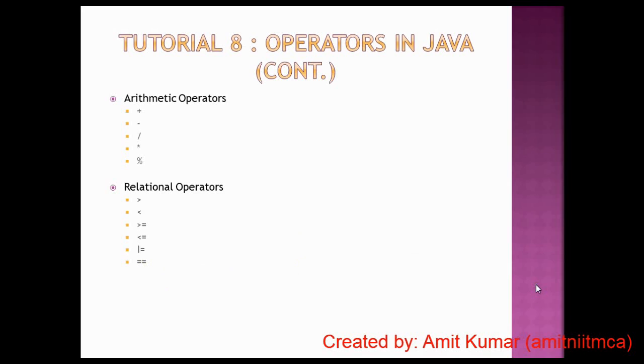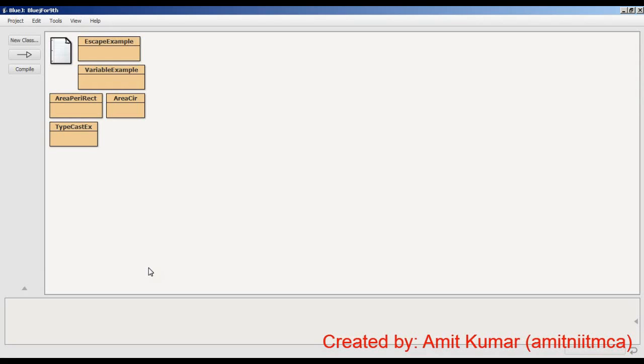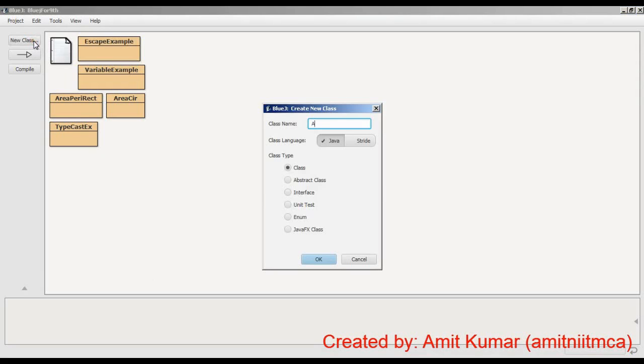The equal to relational operator is different from the assignment operator. Sometimes students get confused between them and treat them as the same, but they are different operators. The assignment operator is used to assign the value of an expression or of a variable to another variable, whereas the equal to operator of relational operators is used to compare the values. We will see the difference with the help of a program also. So now let's see programs to show the use of arithmetic and relational operators one by one. Let's first create a program which will show us the use of arithmetic operators.